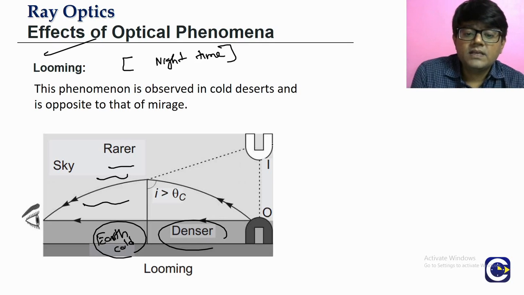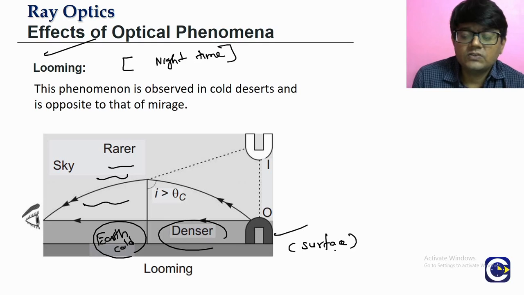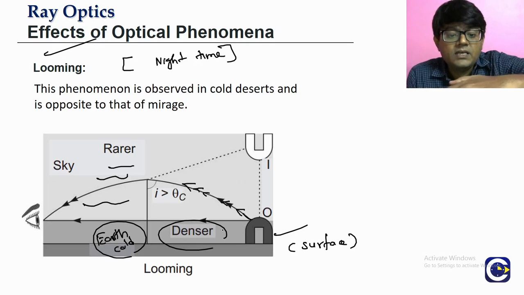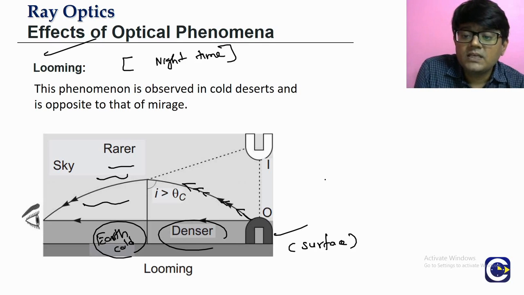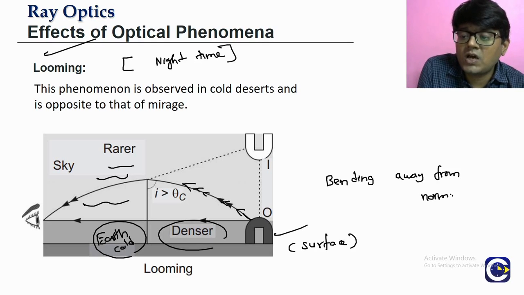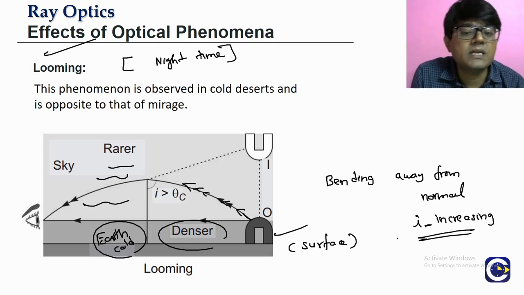Now what happens? Imagine we have an object on the surface. The rays coming from the object, now imagine what is happening. The rays are now coming from denser medium to rarer medium. So as a result, what happens? The rays will be bending away from normal. So the angle of incidence value will keep increasing when we move from one layer to other layer.